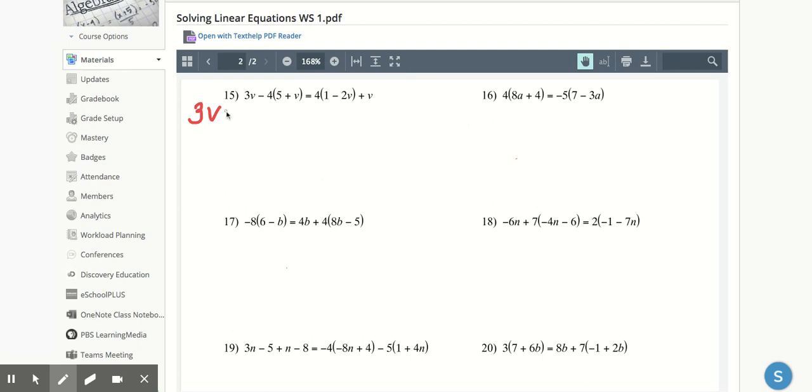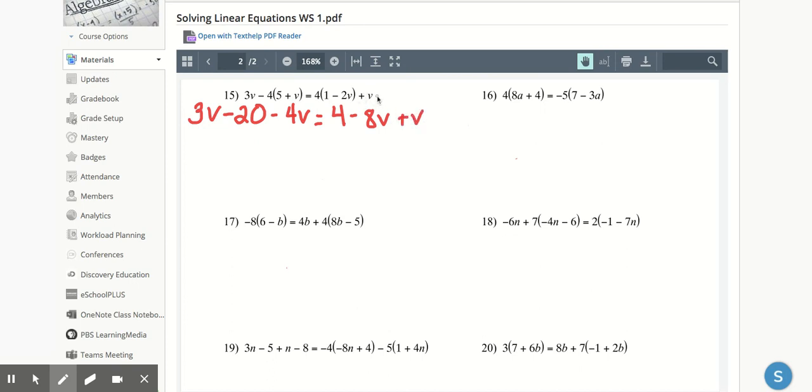When we distribute that negative 4 times 5 is negative 20. And then negative 4 times v is going to be a negative 4v. On the right-hand side, we're going to distribute the 4. So 4 times 1 is 4. And then 4 times negative 2v is going to be minus 8v. And then we just have that plus v on the end.